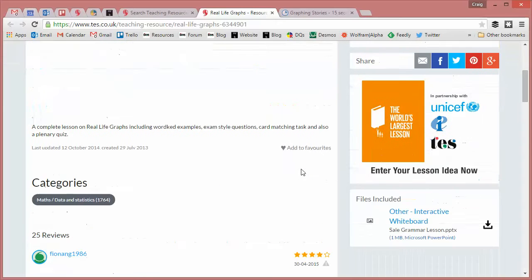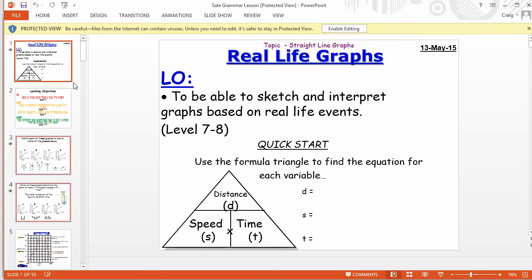It's a PowerPoint which you download, and it looks like this. Straight off, we open up with some learning objectives, which seems to be fairly common. And again, notice the reference to levels. Teachers are still doing this, which I think is absolutely fine, as it's something that we've all been used to over the last few years, and it's something that we understand and the students understand as well. And a nice little quick start there.